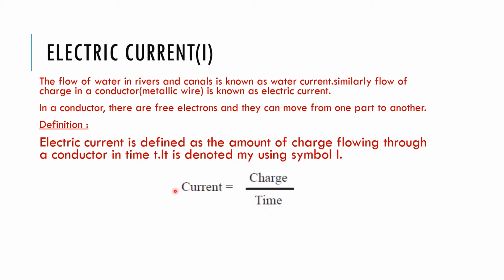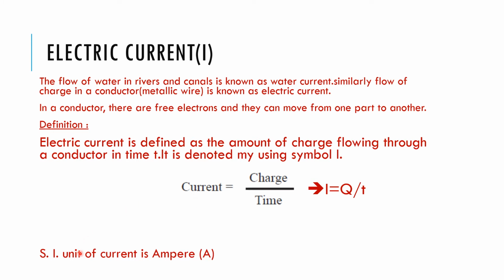The formula for electric current is current is equal to charge by time. For charge we use the letter Q and for time the small letter t. So we get the formula I is equal to Q divided by t. This is our formula for electric current. Very important formula of this chapter: I is equal to Q by t.